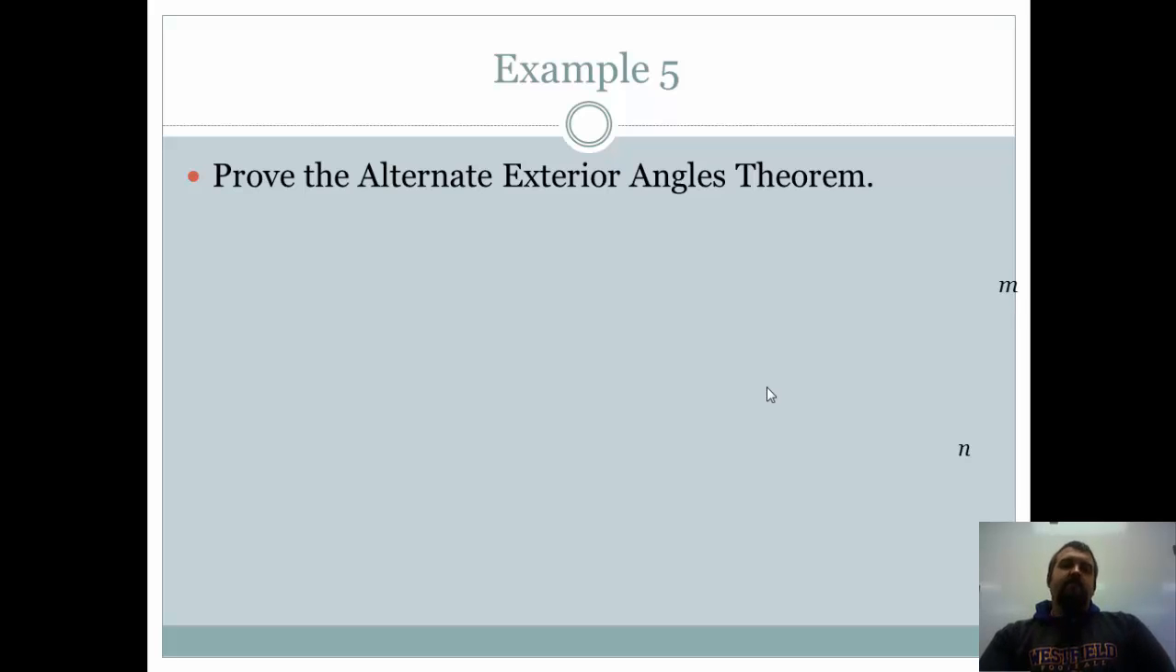The very first thing that you do whenever you're doing a proof, though, is to draw a diagram, if they do not provide one. If I'm trying to prove the alternate exterior angles theorem, what do you think we would need? Yes, go right ahead.